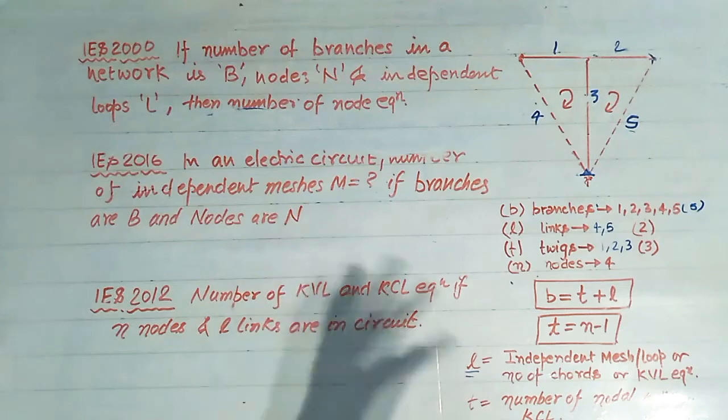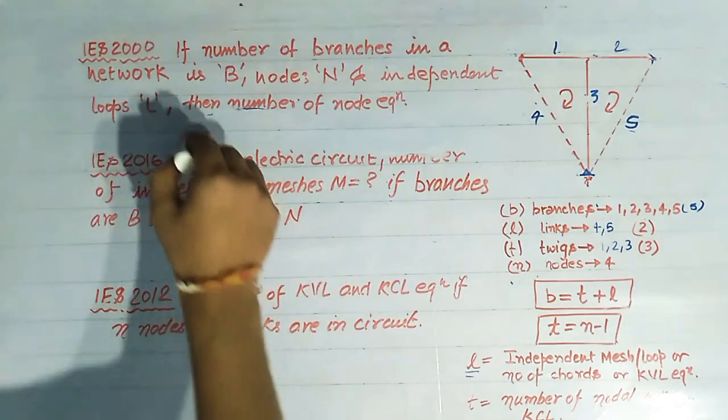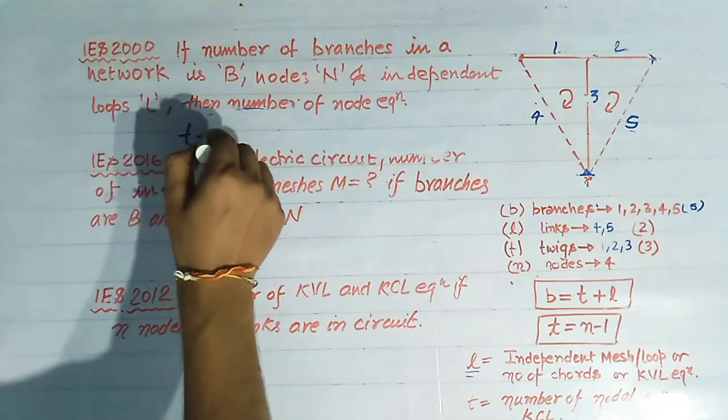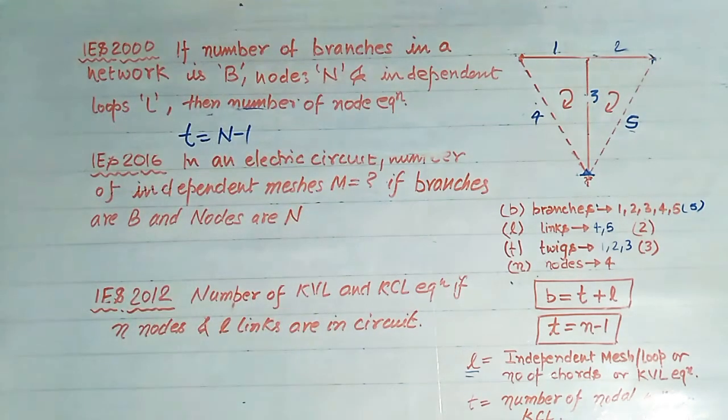So after knowing this much concept, now we are going to solve previous year GATE and IES questions. So first take this question. If the number of branches in a network is B, nodes are N, and independent loops are L, then the number of node equations, as I already told you, is equal to the number of twigs, that is equal to n minus 1. So n minus 1 is the answer.